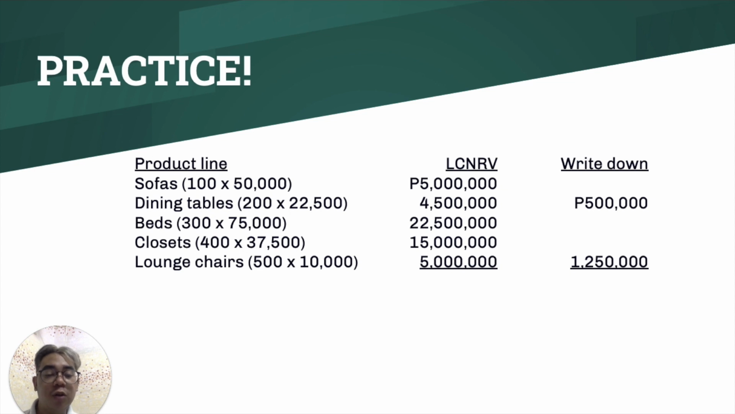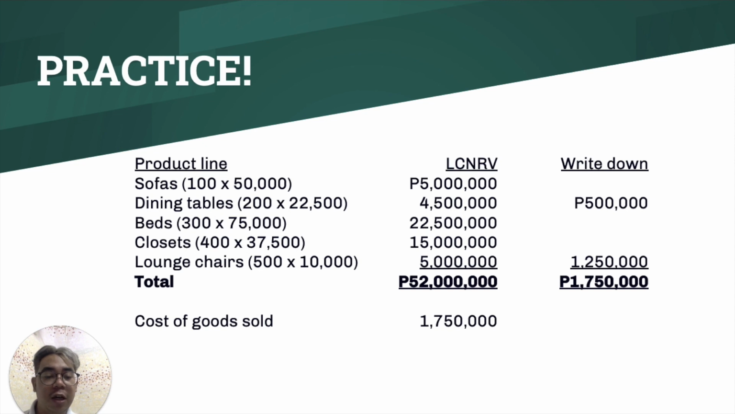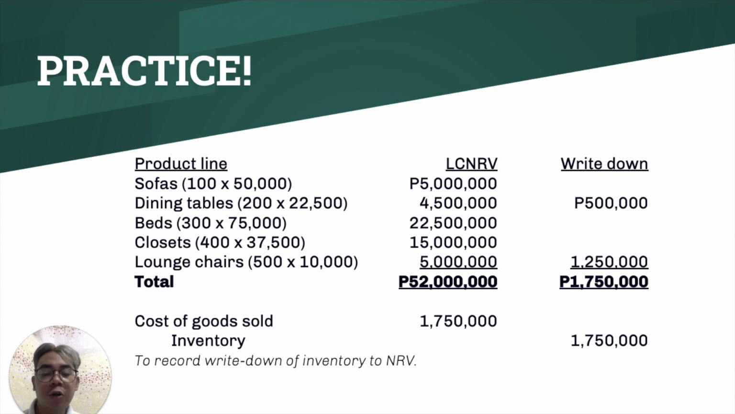1,250,000 pesos. So ang total valuation ng inventory is 52 million. Yun na po yung LCNRV. While the total write down is 1,750,000 pesos. Yung magiging adjusting entry natin is for the write down. So ang adjusting entry natin is debit, cost of goods sold, 1,750,000, and credit inventory, 1,750,000, to record the write down of inventory to its net realizable value.